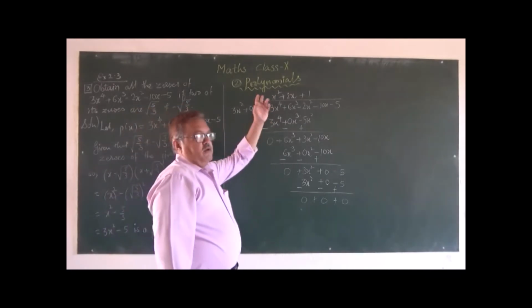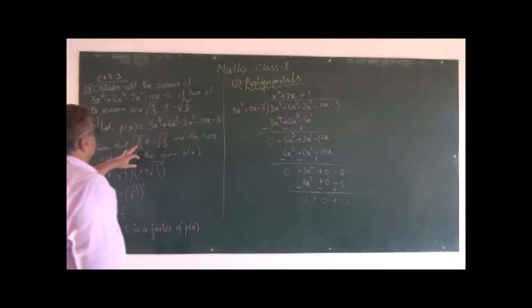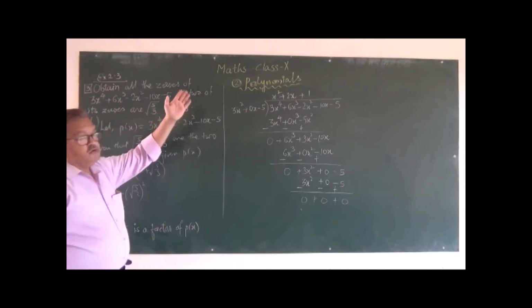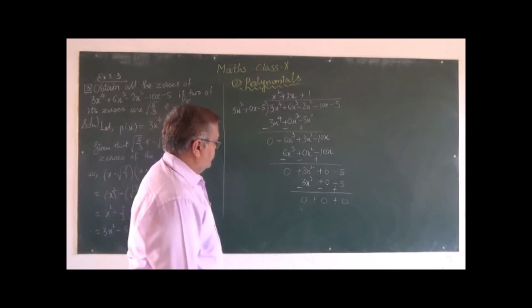The quotient. Why do you want to factorize? To get the 2 more zeros. The question is to obtain all the zeros. Now how many zeros will this polynomial have? The highest power is 4, degree is 4, so it will have 4 zeros. Out of 4, 2 are given to us, so you have to find the remaining 2. Okay, let us see further.